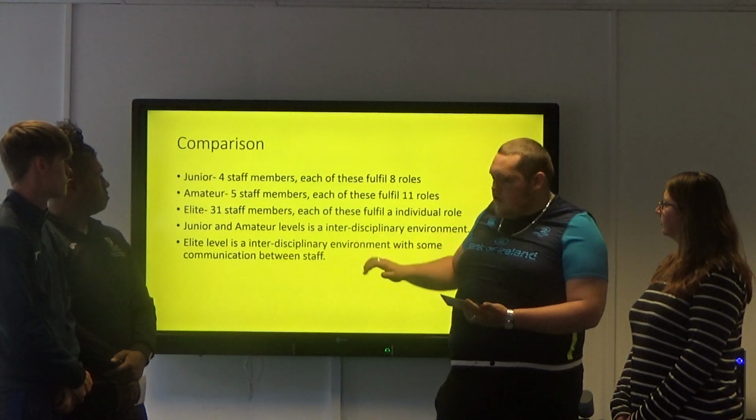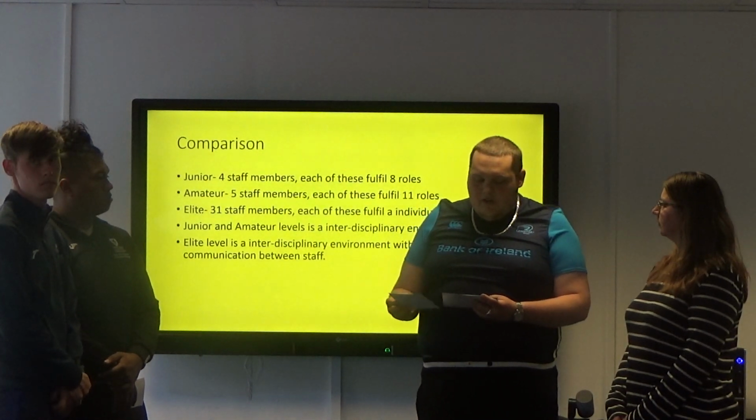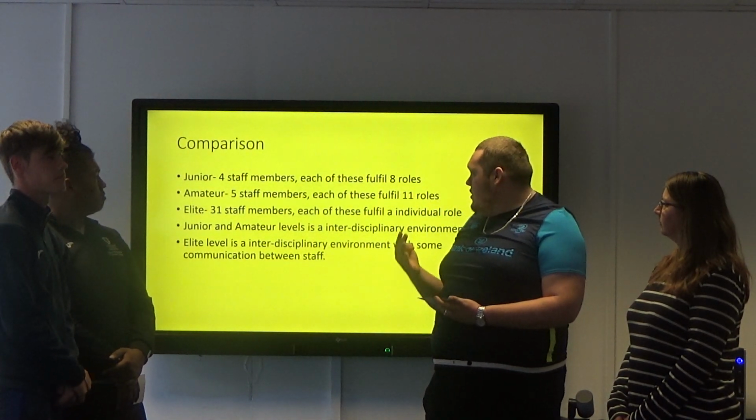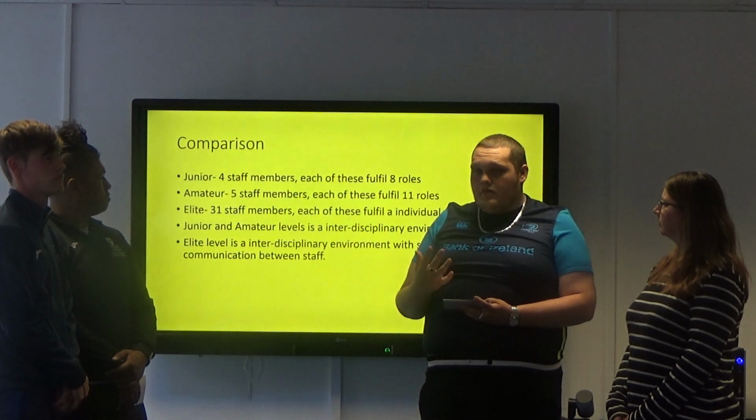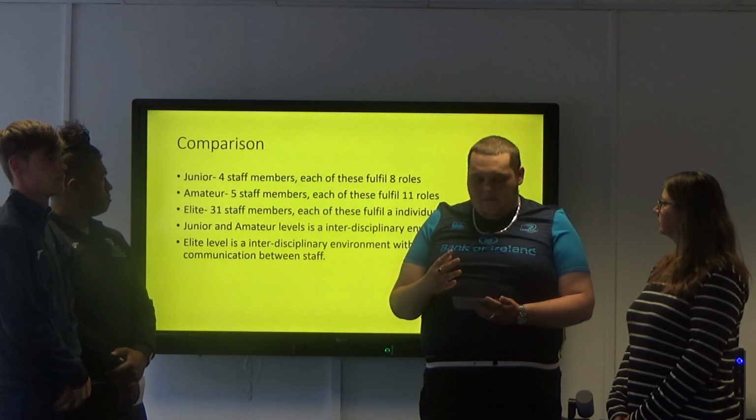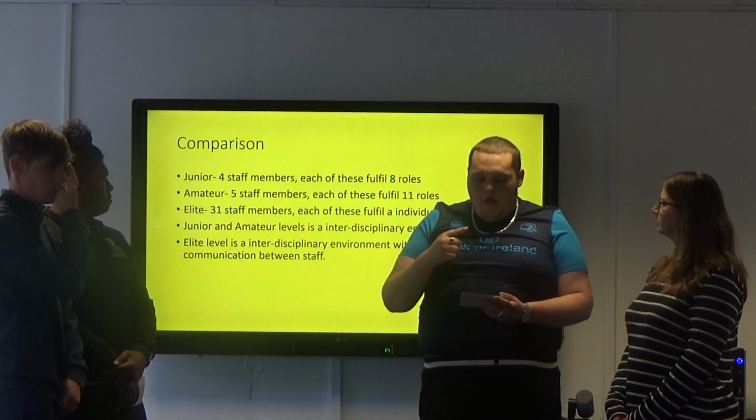So the comparison: at the junior level I talked about, we have four staff members, each of whom will fulfil 8 roles. At amateur, you have 5 staff members who will fulfil 11 roles. And at elite, you have 31 staff members who will each perform one personal role.